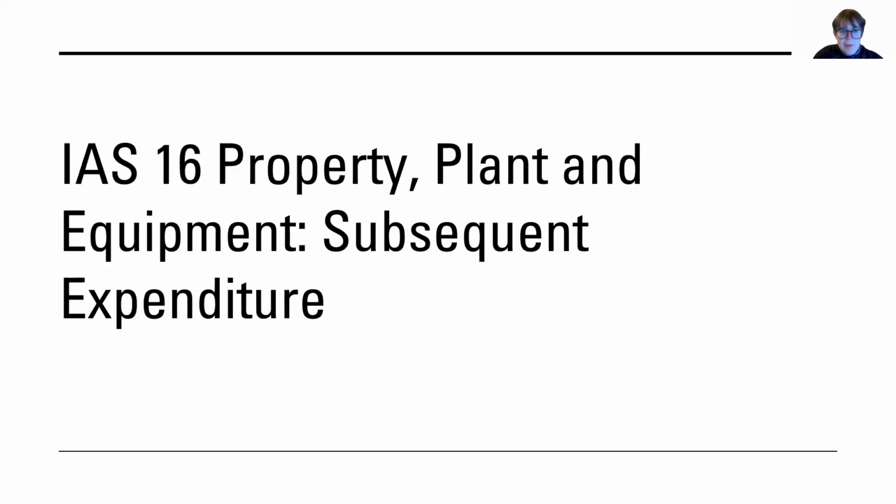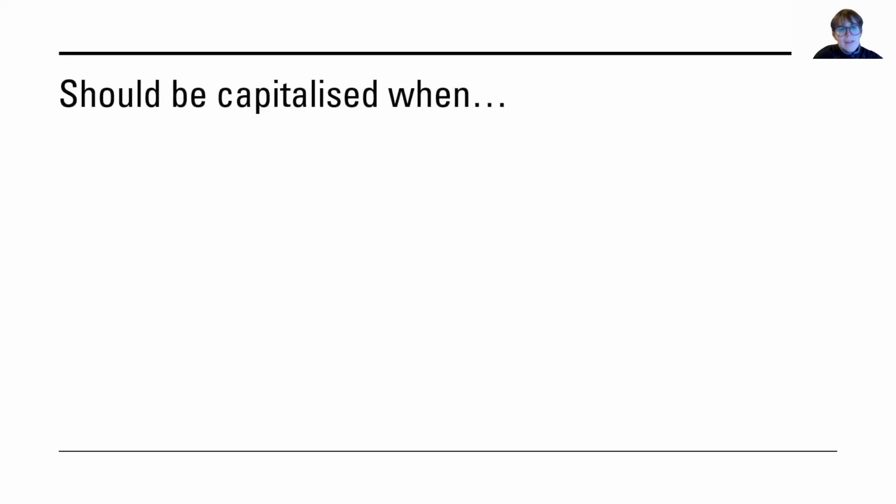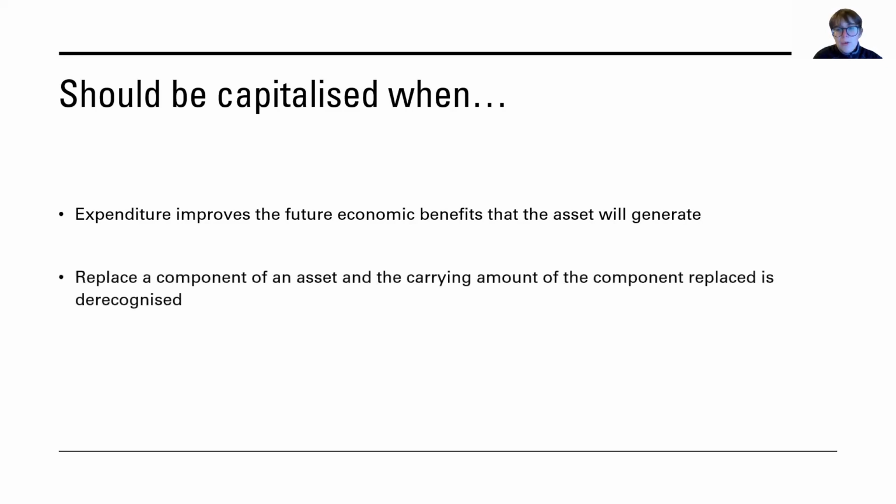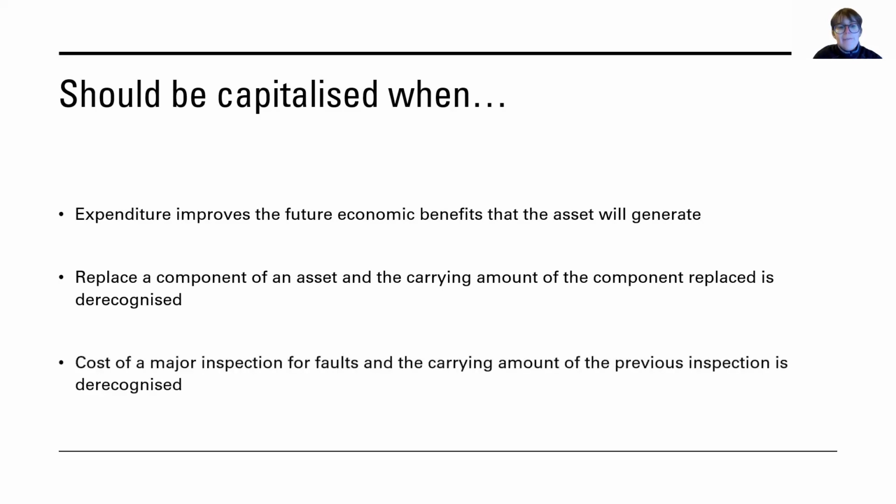What is subsequent expenditure then? Well, this should be capitalised when expenditure improves the future economic benefits that the asset is going to generate. It will replace a component of an asset and the carrying amount of the component will be derecognised. It should also be capitalised when the cost of a major inspection happens due to faults and the carrying amount of the previous inspection will be derecognised.